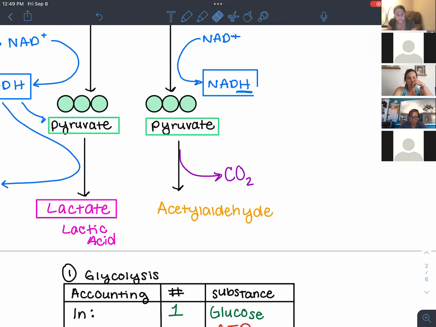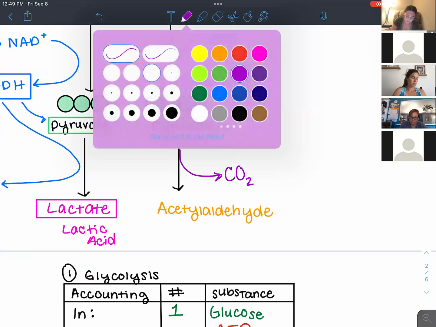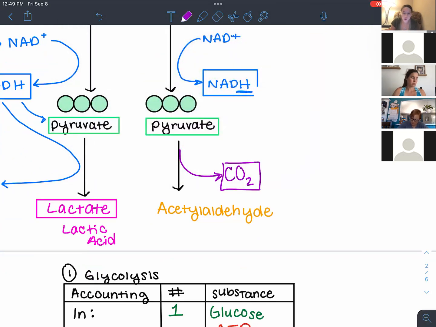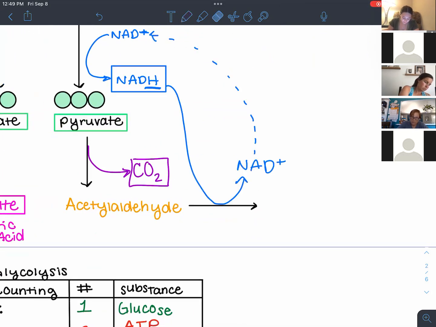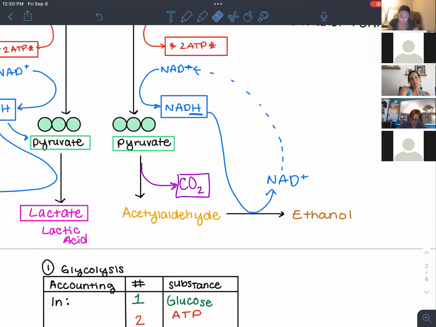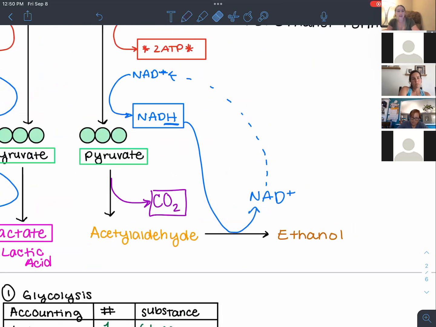And when we do this, it's going to form acetaldehyde and carbon dioxide as a byproduct, okay? So carbon dioxide is going to come out as a byproduct. And our acetaldehyde is then going to be converted into ethanol, okay? And this is the step when the acetaldehyde is converted into ethanol. That's the step where our NADH drops off its electron.